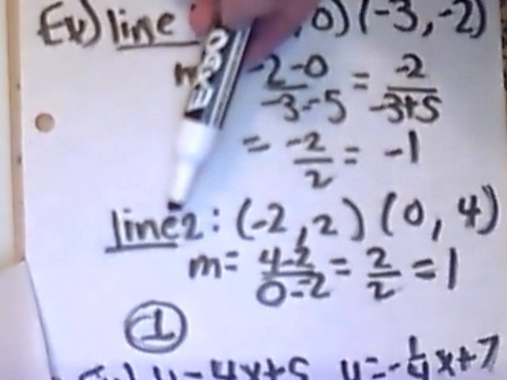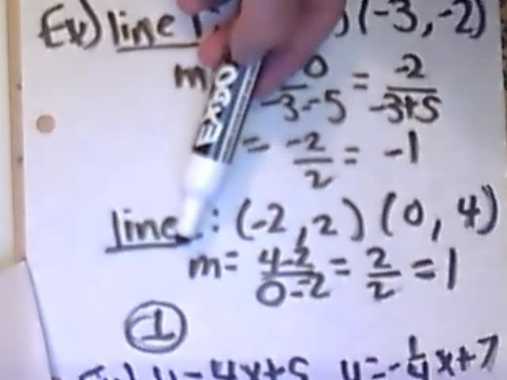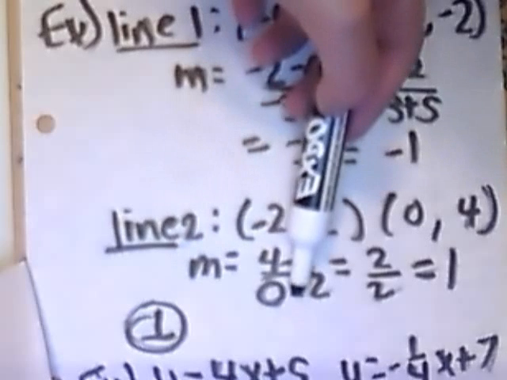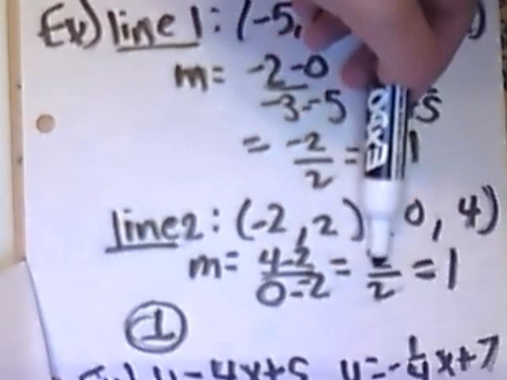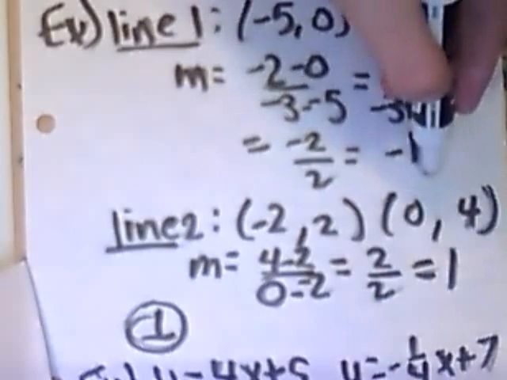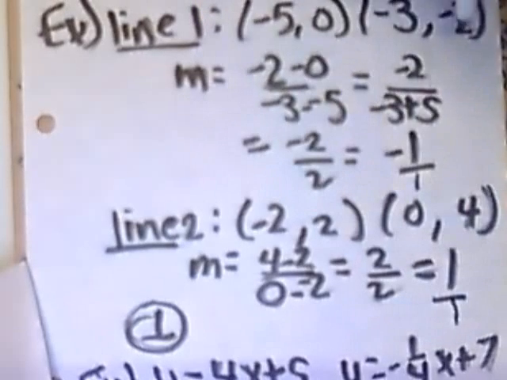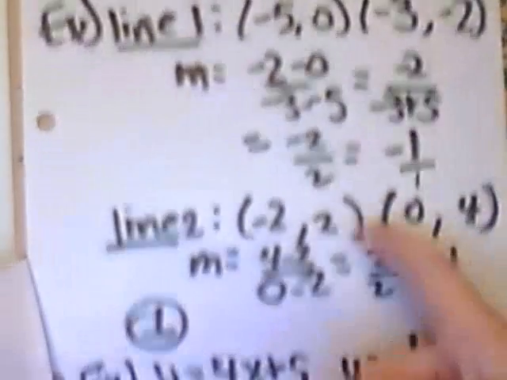Now we have to go in and find the slope of our second line. So again, I'm going to do my y2 minus y1 over x2 minus x1. So I'm going to do 4 minus 2 over 0 minus a negative 2. That 0 minus a negative 2 becomes 0 plus 2. So my slope is 2 over 2, which is equal to 1. Well, are my slopes opposite reciprocal? This is negative 1 over 1. This one is 1 over 1. So negative 1 and 1 are in fact opposite reciprocal. So those two lines are perpendicular to each other.